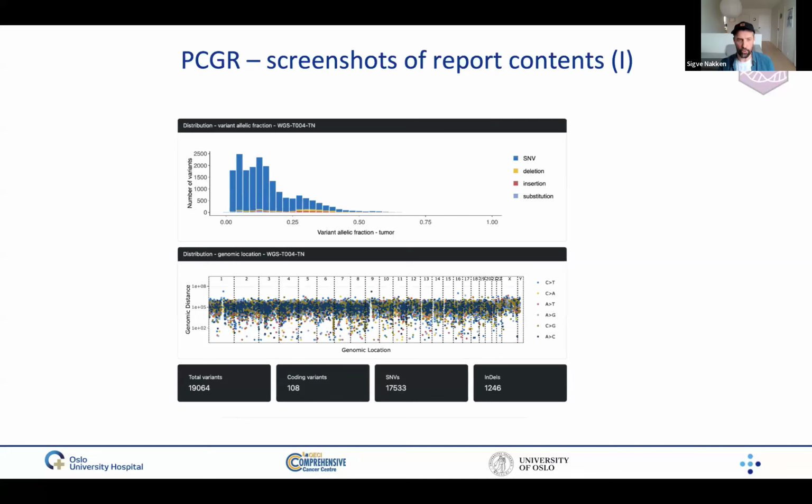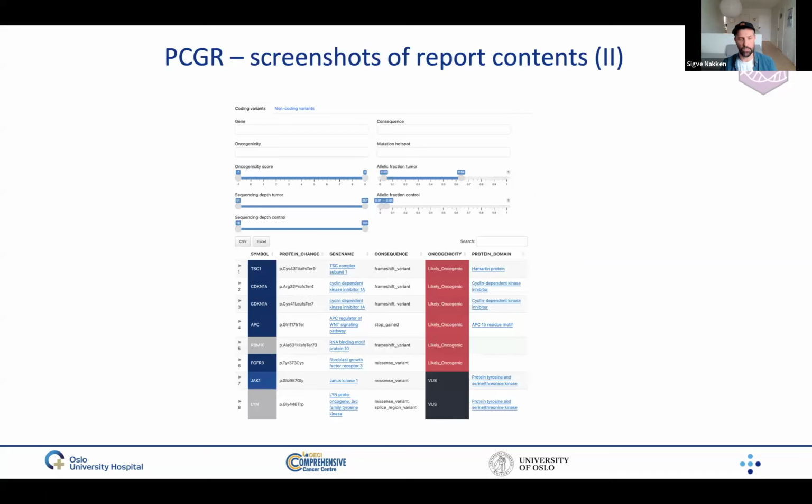And then the tool gives you some statistics of the variant types that are found. And then you can also look at the distribution of the variants with respect to allelic fraction. So you can see at what frequency these variants are found in the tumor. And we also portray them along the genome and also show some statistics. So the first part is merely to give an overview of what's found in the tumor.